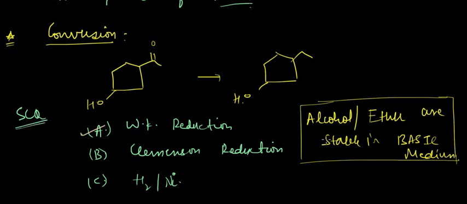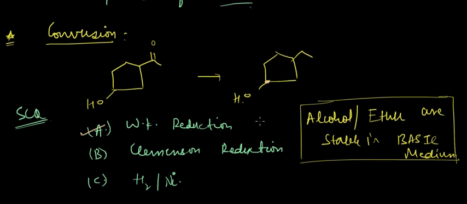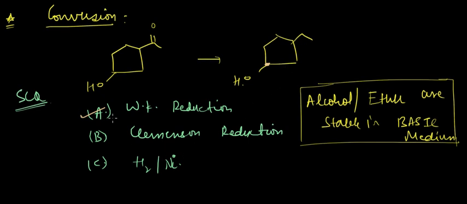This one. Why? Because we need to provide a basic medium for the alcohol and ether to be stable. In Clemmensen reduction, the product is formed in acidic medium, so as soon as acidic medium is introduced, it will convert itself into... what? A water molecule will be evolved, and here it would have a carbocation. So H2/Ni, because H2/Ni can also make this compound, but can it make this compound? So this is an open question.